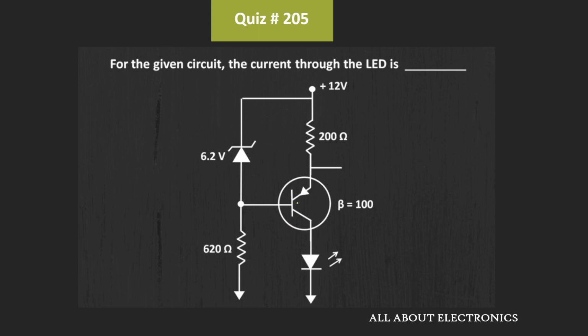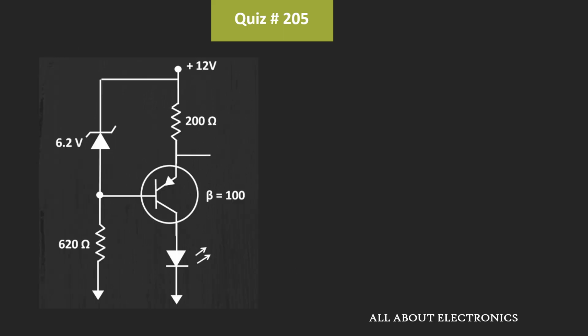So in this question, we have been given this transistor circuit and we have been asked to find the current through the LED. Now the first thing, if you see over here, this is the PNP transistor, because over here the current is entering into the transistor. So here, this is the emitter terminal, this is the collector terminal and this is the base terminal.